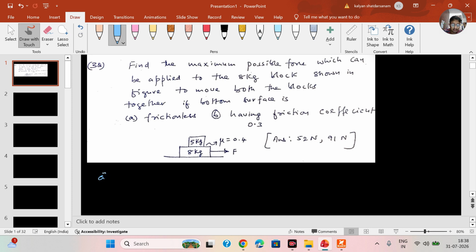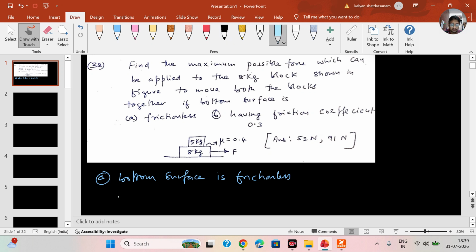So first I'll do case A, bottom surface is frictionless. Now what he is asking is you should find the maximum value of F up to which these two blocks move together. It's like, if you apply 0.5 Newton, they may move together. 1 Newton, they may move together. As you keep increasing this force, there comes a stage where 8 kg would accelerate too much and it would break the bonds with 5 kg and run away. That force where it is breaking the bonds with 5 kg, that I have to find.